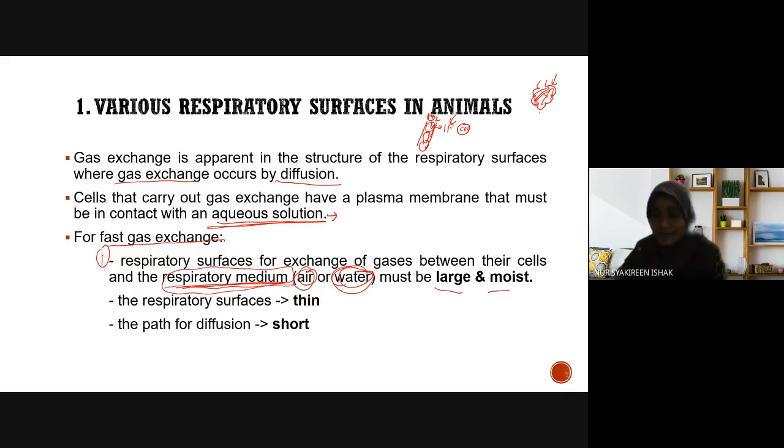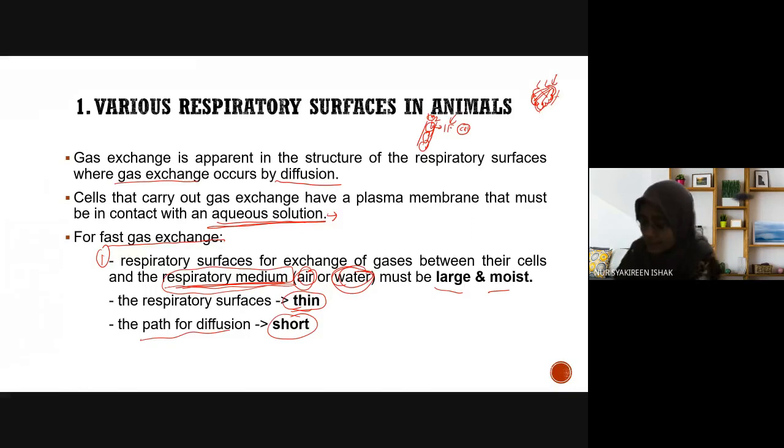So the surface must be moist, and it must be large, a large surface area. Second, the respiratory surface must be thin, as I've mentioned. The alveolar wall is one cell thick. The same goes for the blood capillaries surrounding the alveolus, which are also one cell thick. Because the surface is thin, this allows the gas to easily diffuse from the medium into the respiratory surface, and the path for diffusion must be short. The blood capillaries and the alveolus are a short distance apart.